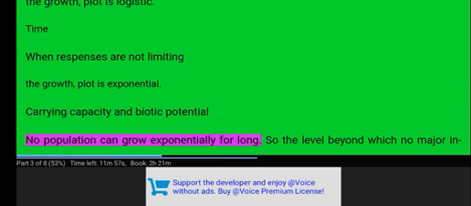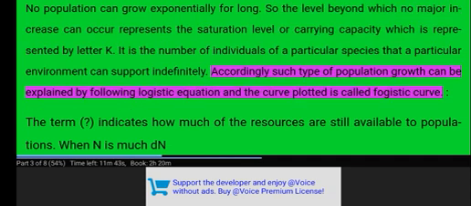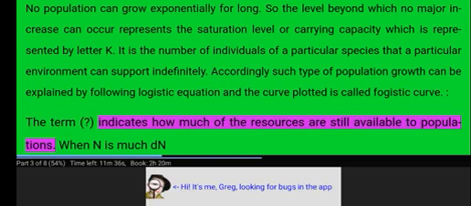No population can grow exponentially for long. So the level beyond which no major increase can occur represents the saturation level or carrying capacity, which is represented by letter K. It is the number of individuals of a particular species that a particular environment can support indefinitely. Accordingly, such type of population growth can be explained by the following logistic equation, and the curve plotted is called the logistic curve. The term indicates how much of the resources are still available to populations.